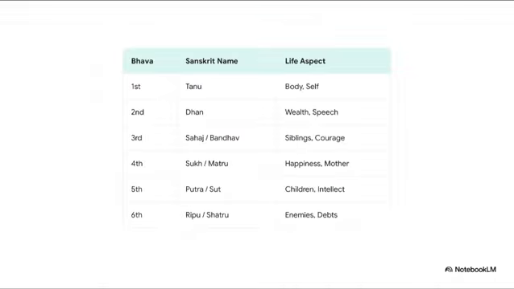Let's quickly break down exactly what these houses mean, starting with the first 6. The first bhava is Tanu, governing the physical body and the self, or sharir. The second is Dan, mapping your accumulated wealth and speech, Sampatti or Vani. The third, Sahaj or Bandhav, is all about your siblings and your raw courage, Bhai Behan or Parakram. The fourth is Sukh, which is the house of deep inner happiness and the mother, Mata or Sukh. The fifth, Putra, represents children, romance, and your intellect, Santan aur Buddhi, and the sixth, Ripu, is where we locate life's battles, enemies, debts, and diseases, Shatru, Rog aur Rin.